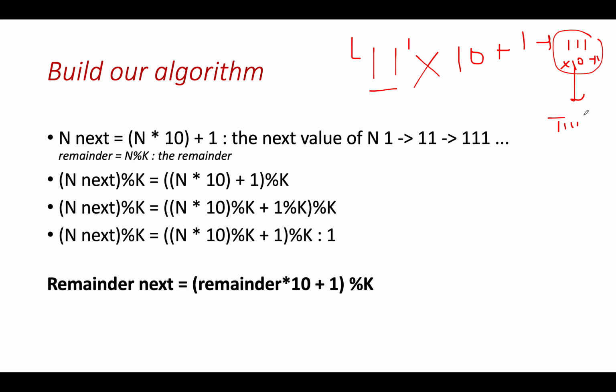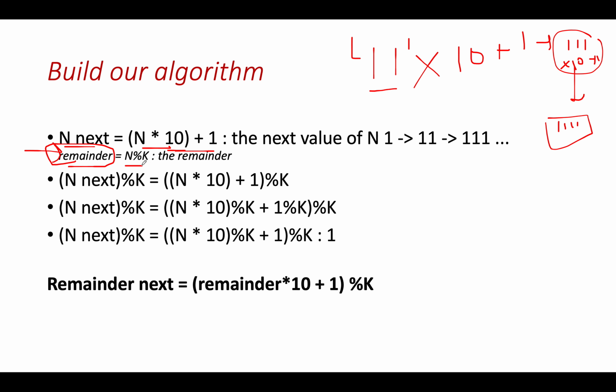And can we generalize this? The answer is yes. So if you are at a particular value of n, you want to generate the next value of n, what do? You multiply it with 10 and add 1 to it. So as per a general formula, next n is equal to n into 10 plus 1. And let's hypothetically assume that the remainder for the previous value of n is stored in a variable named remainder equals to n modulus k.